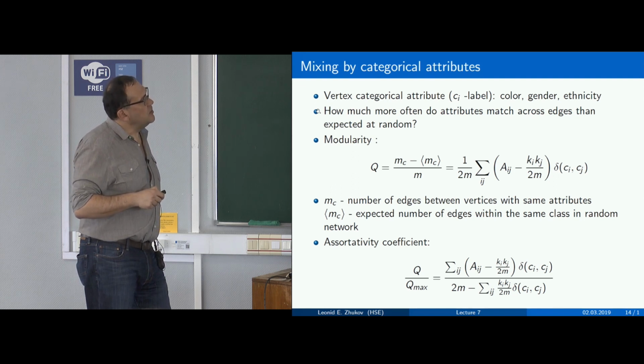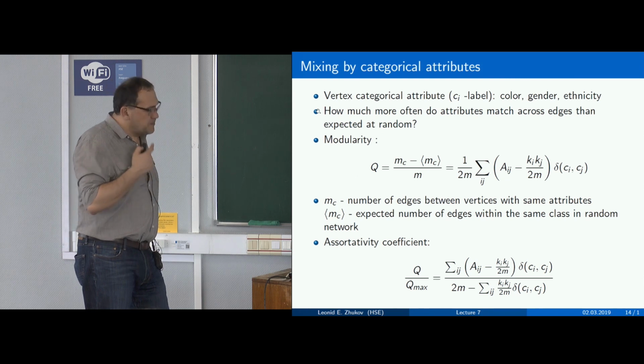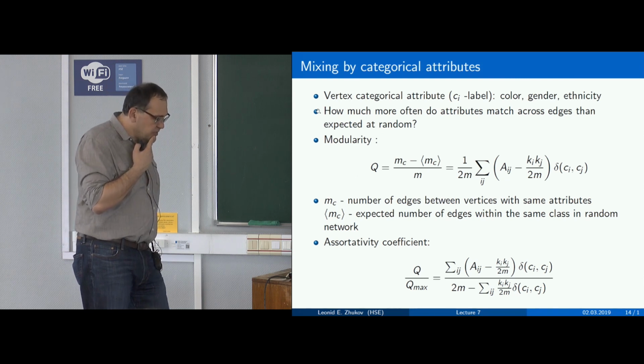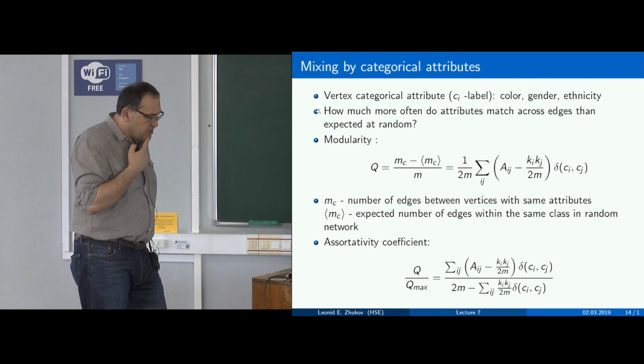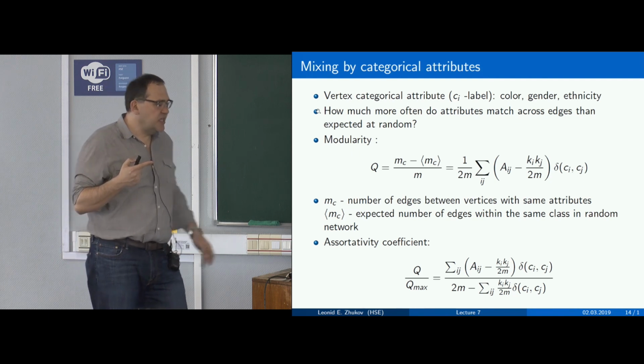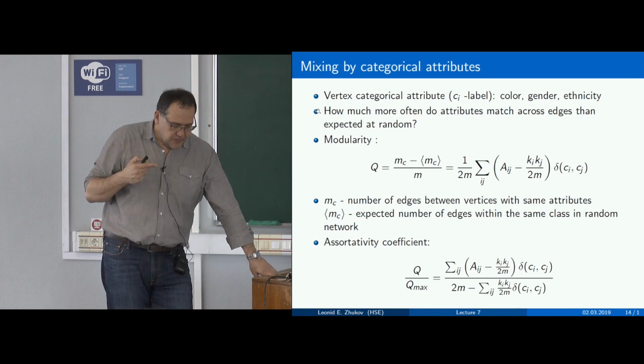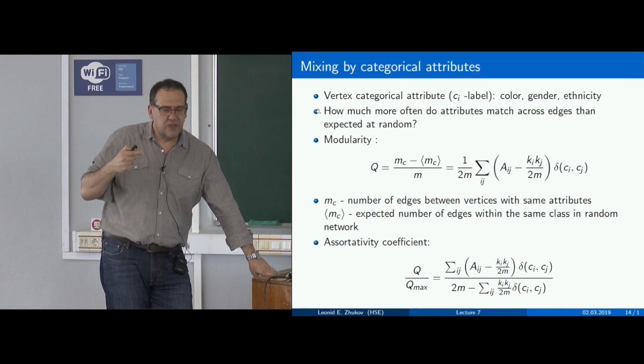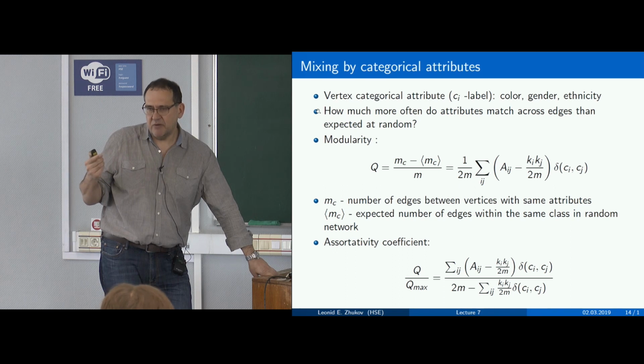probably in 2010, maybe 2005, I don't remember. Anyway, so the idea is the following. When we measure things, we want to compare them. So we want to see if the number of connections between nodes with similar properties is greater than we would expect in a random graph or in random connections.